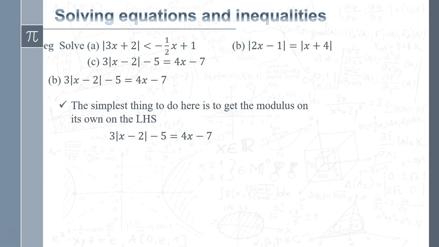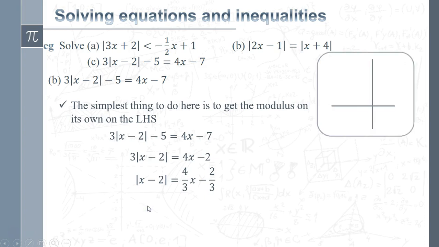So here we go. We've got 3 mod x minus 2 minus 5. Let's do a bit of rearranging. Take the 5 over. Now do the dividing by 3. And that's left me with essentially the modulus as the subject on this left hand side. All I've got to do now is do my sketch. So there's the mod x minus 2, our negative bits flipped up. That's that bit. And then we've just got to sketch 4/3 x minus 2/3.